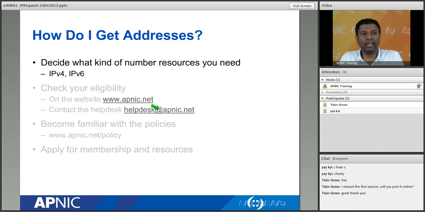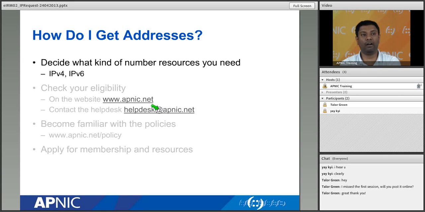Most likely, you might need all the resources, right? If you're running a big network, IPv4 address, IPv6 address, and an AS number. Then you need to decide how many IPv4 addresses, how many IPv6 addresses, and how many AS numbers you need based on your infrastructure. How big is your infrastructure and your planning, right? So this is how we decide what kind of address and how many addresses we need.